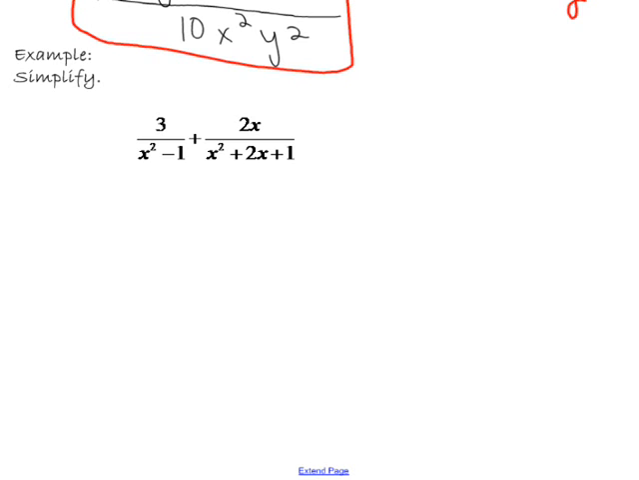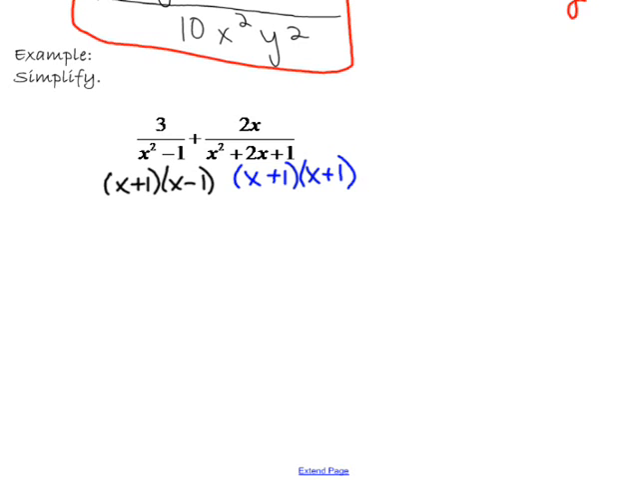Okay, on the next one, we have x squared minus 1 as one denominator, and x squared plus 2x plus 1. Both of these factor. X squared minus 1 factors to x plus 1, x minus 1. X squared plus 2x plus 1, that's a perfect trinomial, so that factors to x plus 1, x plus 1.